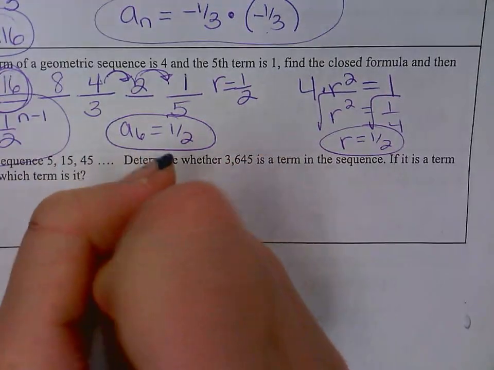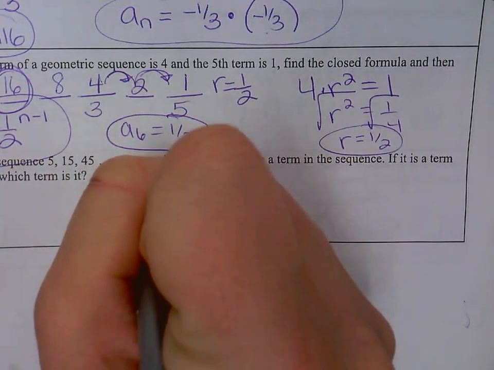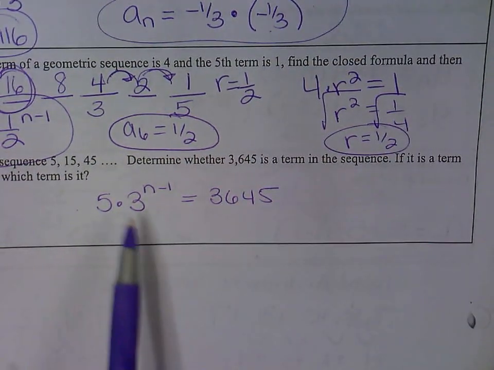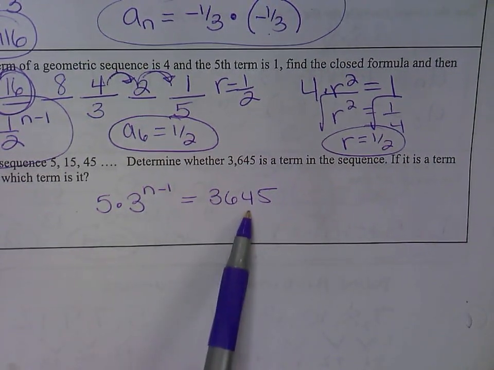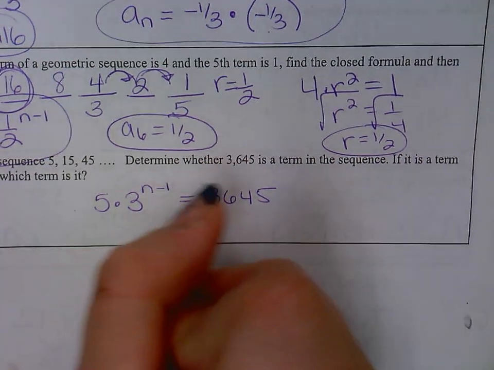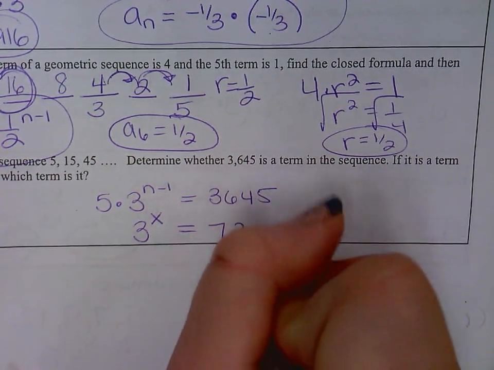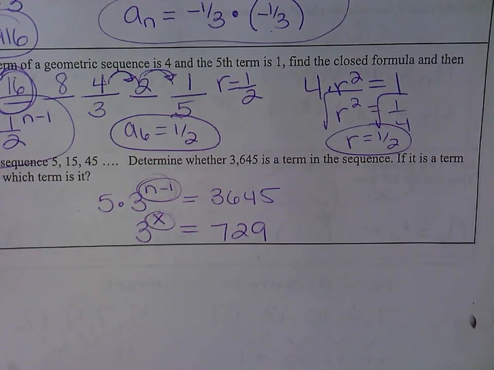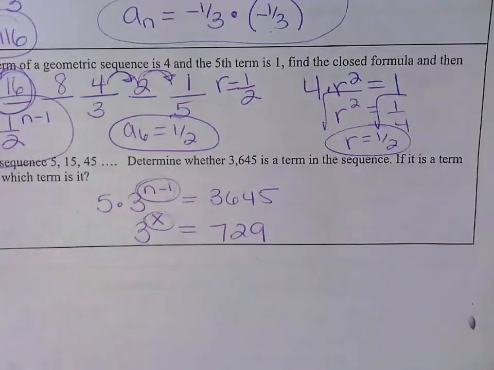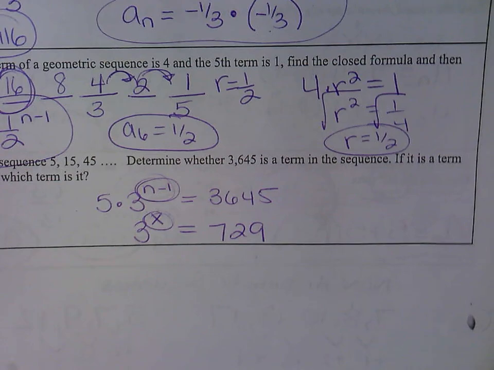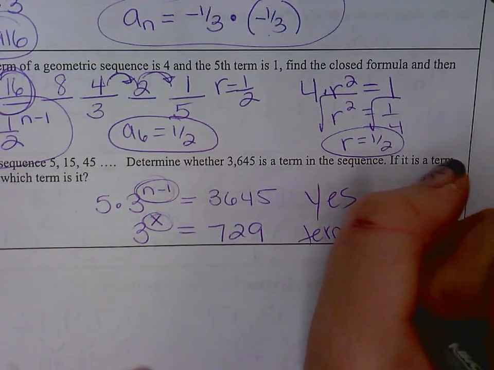You could also write 5 times 3 to the n minus 1 power equals 3645. So your first step could be taking this number and dividing it by 5 to start with, because 3645 divided by 5 is 729. So then you're looking for 3 to what power gives me 729, right? And then whatever this is, you can backtrack and figure out what n would have to be. 3 raised to the 6th power is 729. If x has to be 6, n would have to be 7. So 7 minus 1 would give me 6.